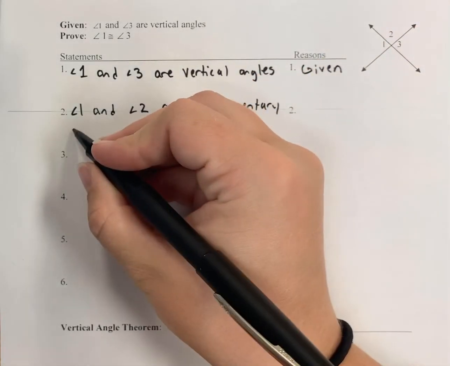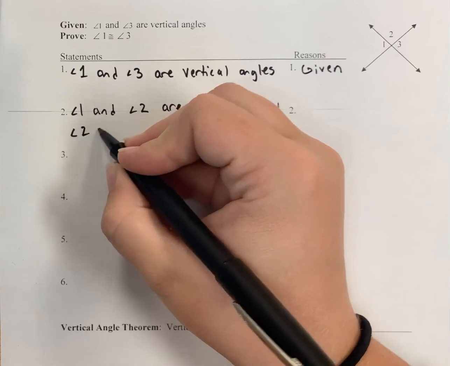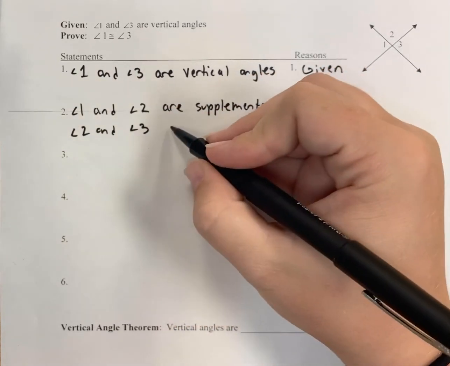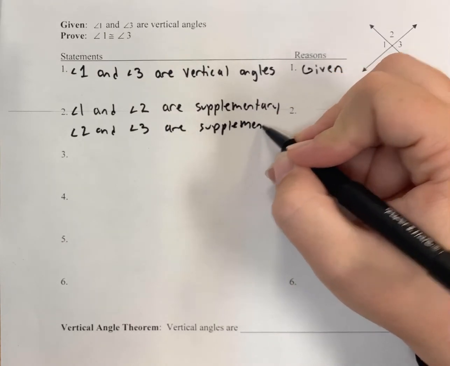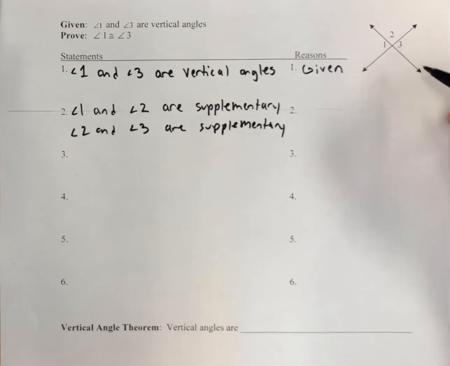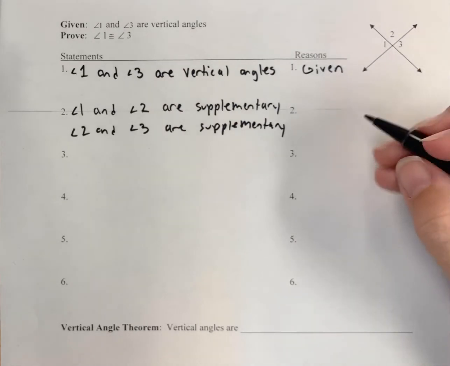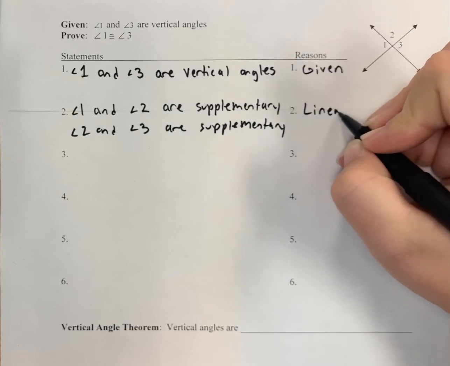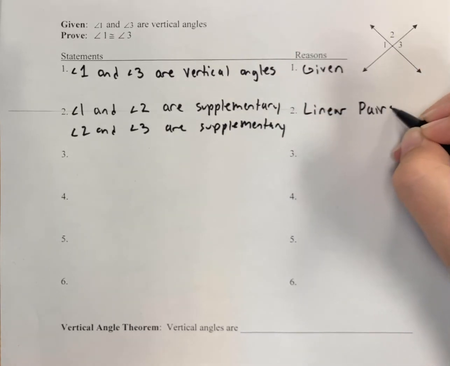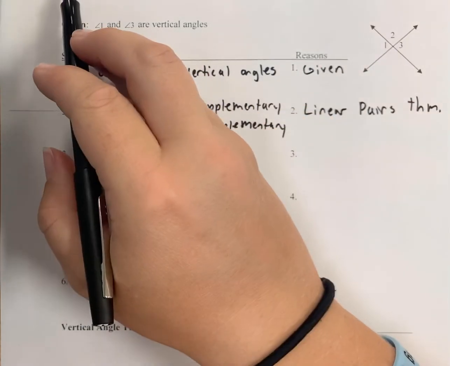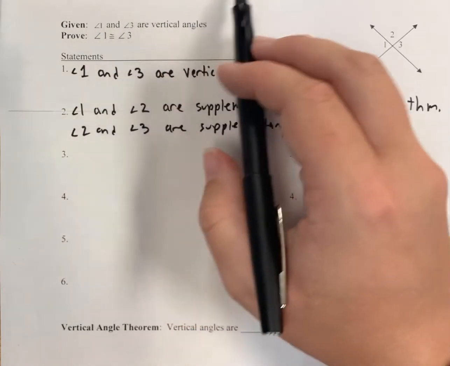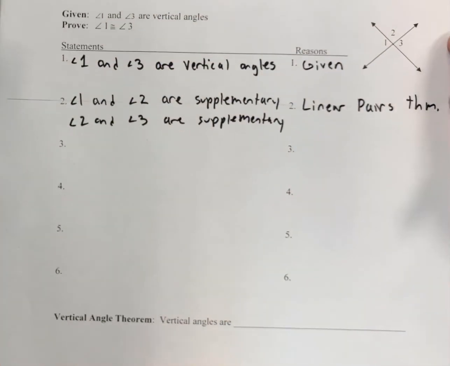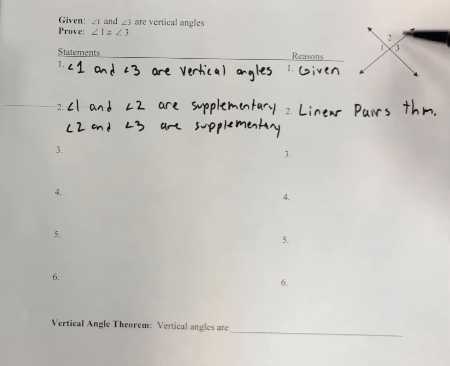And so are angle 2 and angle 3, because they're linear pairs. If you look at the picture, you can see that they are linear pairs because they're right next to each other forming a straight line. So our reason would be the linear pairs theorem. As we talked about above, the linear pair theorem says that angles that form a linear pair have to be supplementary. So since we know 1 and 2 and 2 and 3 are linear pairs, they're going to be supplementary.